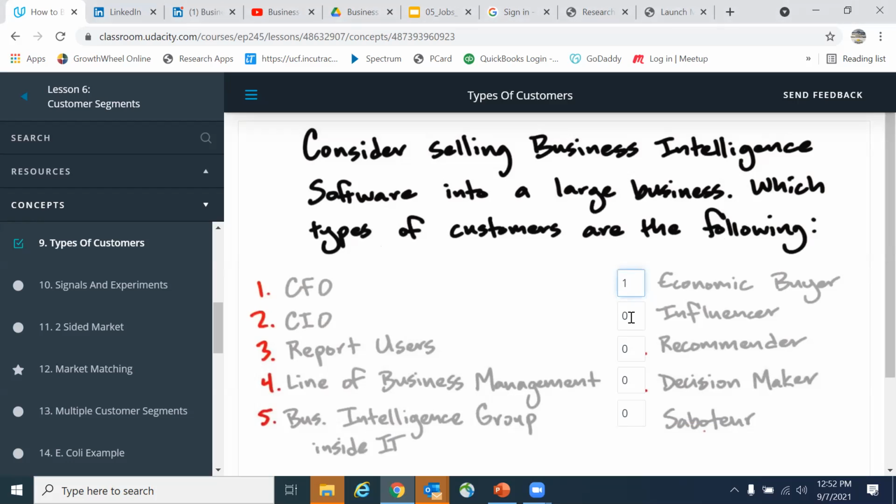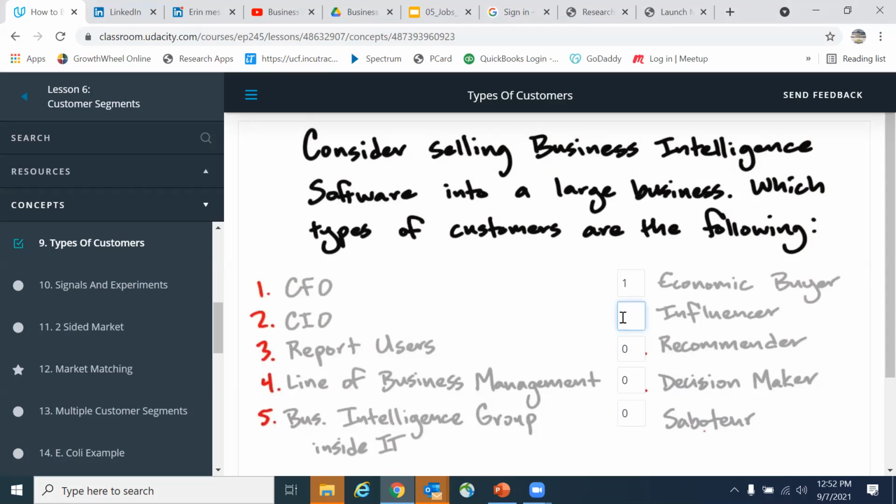Okay, who is the influencer? The business intelligence? No. Let's try. Unless somebody else says something different, I think the number 5 will be the saboteur. Okay, because you may be taking their job.